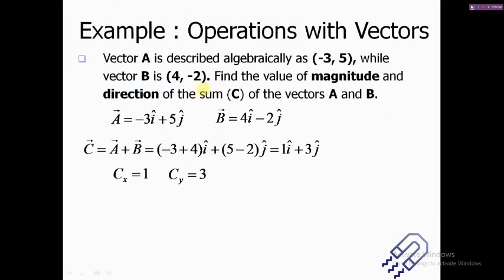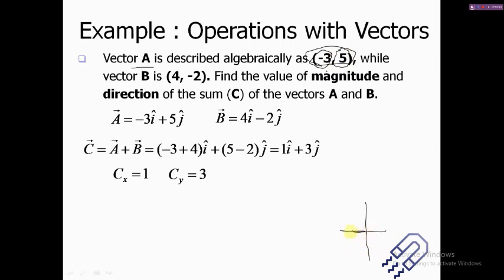So we have got a vector A, which is represented by minus 3 and 5. Now what does it mean? We have to analyze this. It means it moves along the negative x direction by a distance of minus 3. I don't know the unit, I just say by magnitude minus 3. And along the y axis by a magnitude of plus 5. Right? Very simple.